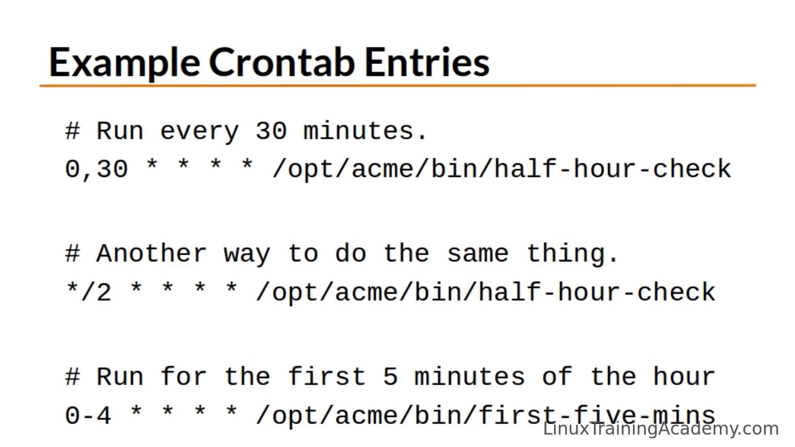If you want to run a job every minute for the first 5 minutes of the hour, you can use 0-4 in the minutes field. That job will get executed at the top of the hour, 0 minutes, then 1 minute, 2 minute, 3 minute, and at the 4th minute, running a total of 5 times every hour.